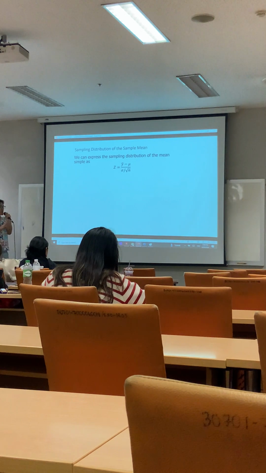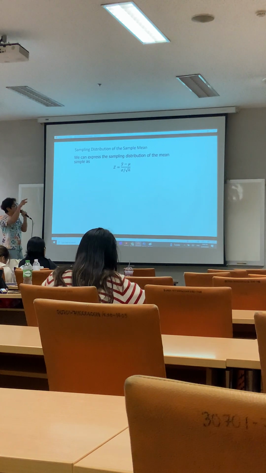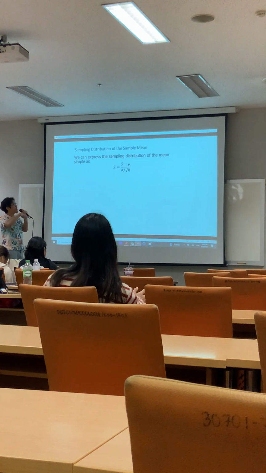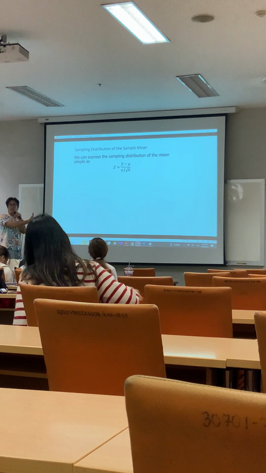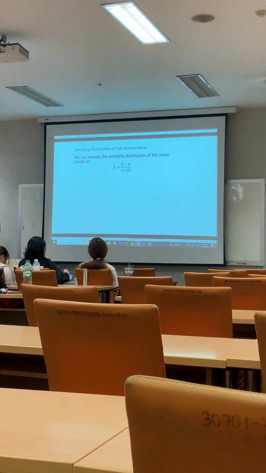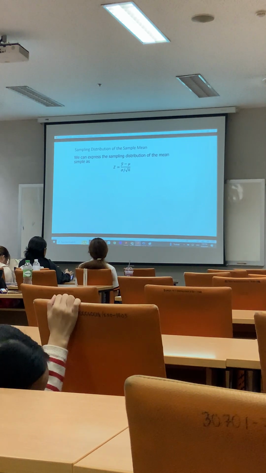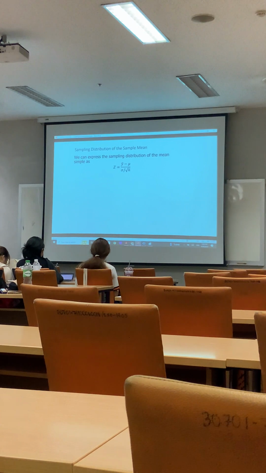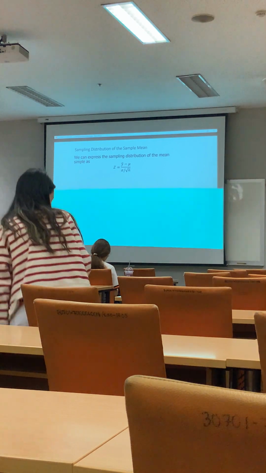But the key thing is that we know that y bar has a normal distribution. So if we subtract from y bar its mean, which is the mean of the population, and divide it by the standard deviation of y bar, which is sigma divided by the square root of n, we're going to have a Z distribution. Okay? And we can use that to do some calculation.